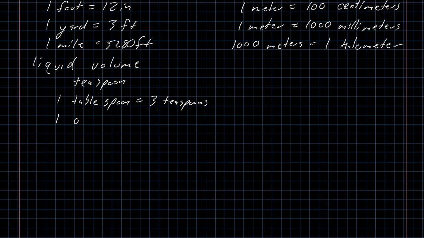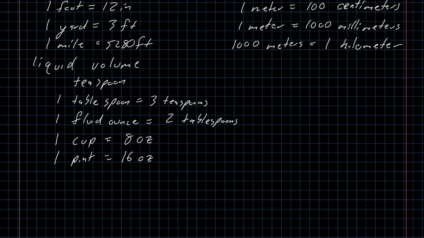1 fluid ounce is 2 tablespoons. 1 cup is 8 ounces. 1 pint is 16 ounces, which, yes, that's the same thing as 2 cups. Likewise, 1 cup is 16 tablespoons.